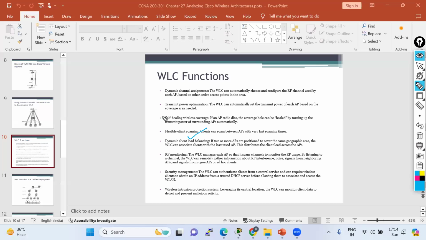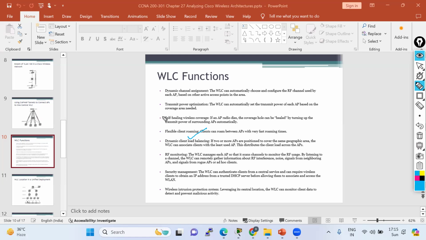RF monitoring. Let's suppose the WLC can manage each of the APs so that it scans the channels to monitor the RF usage. By listening to the channels, WLC can remotely gather information about RF interference, noise, signals from neighboring APs and signals from the rogue AP. What is a rogue AP, right? And how the signal interference is going to be. So noise, signal interference, RF interference, rogue AP, these are the bad things. Bad things means they are going to create a problem for you.